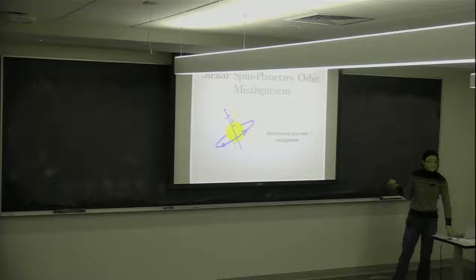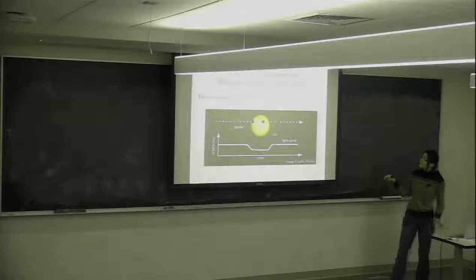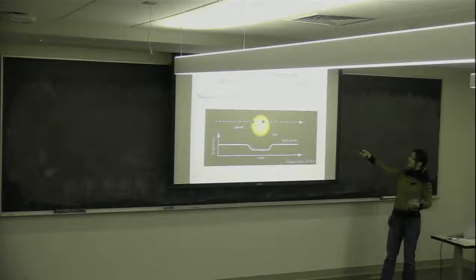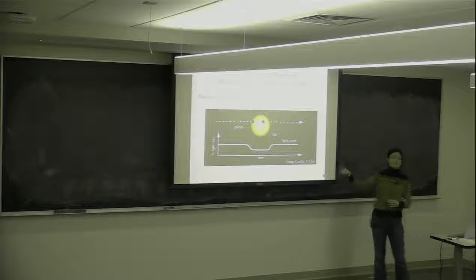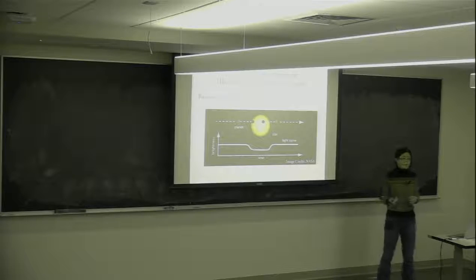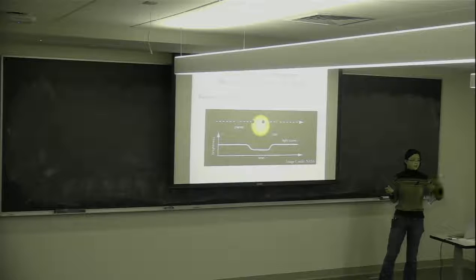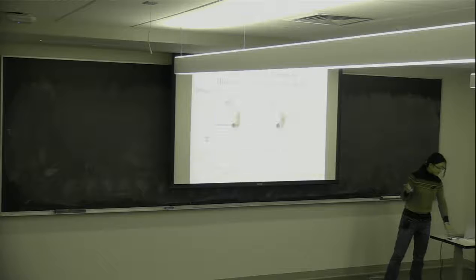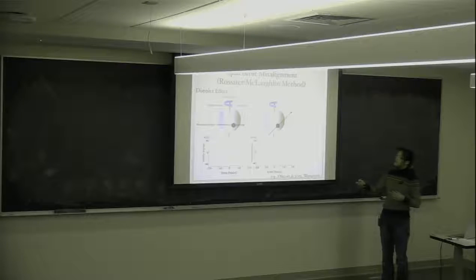And what is the method to detect this angle? One of the methods to detect this is the Rossiter-McLaughlin method, and this is based on transiting systems, where the planet crosses in front of the star. In addition to producing the dimming in the brightness of the host system, it can also produce a net Doppler shift for the system.